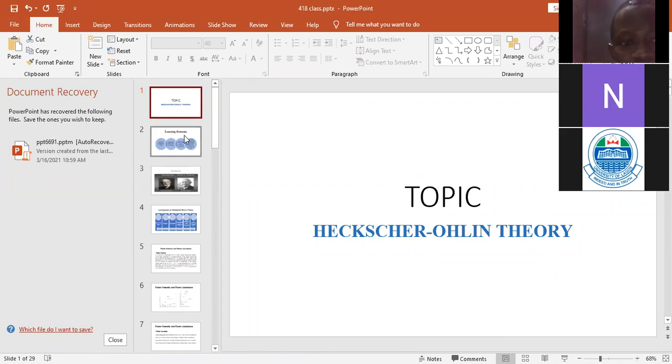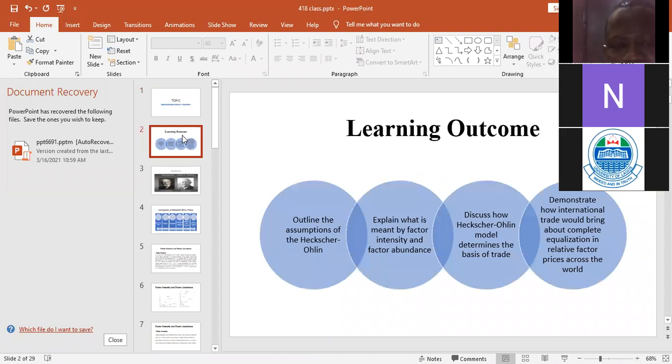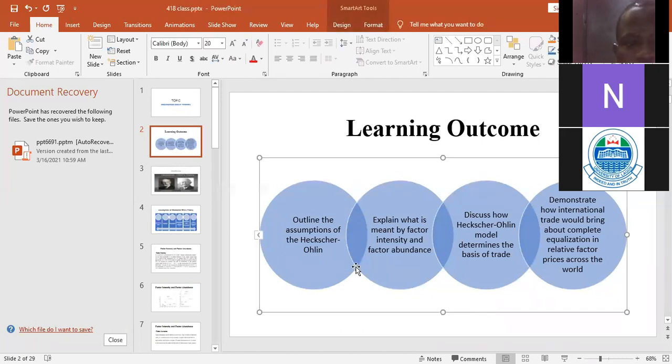At the end of the class, learners are expected to be able to outline the assumptions of the Heckscher-Ohlin theory, explain what is meant by factor intensity and factor abundance, and be able to discuss how the Heckscher-Ohlin model determines the basis of trade. And those are the major outcomes that will be expected of the students at the end of this lecture.